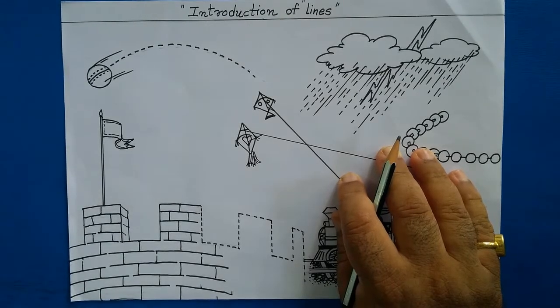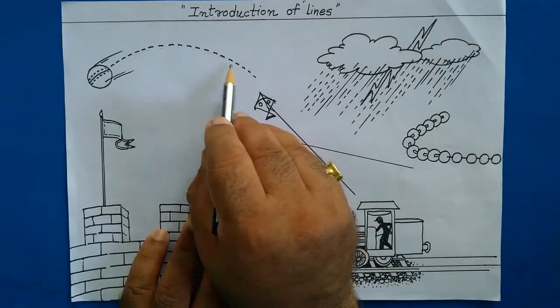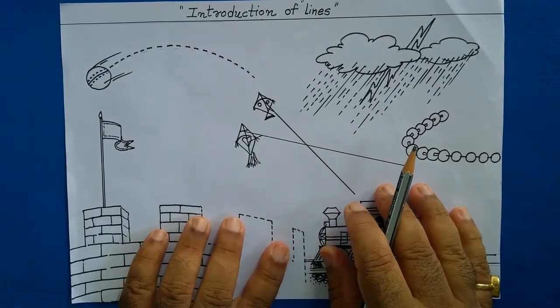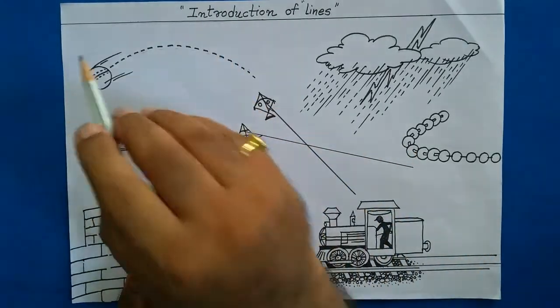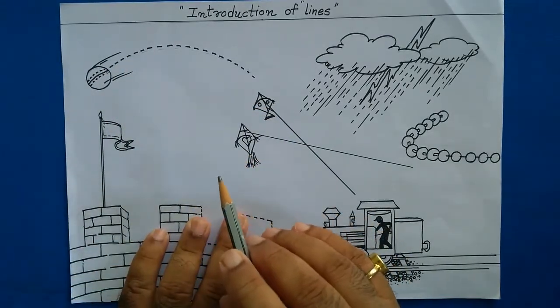When you play with your friend and you throw ball towards your friend, ball first goes up and then comes down. The path of the ball is a very good example of curved line.